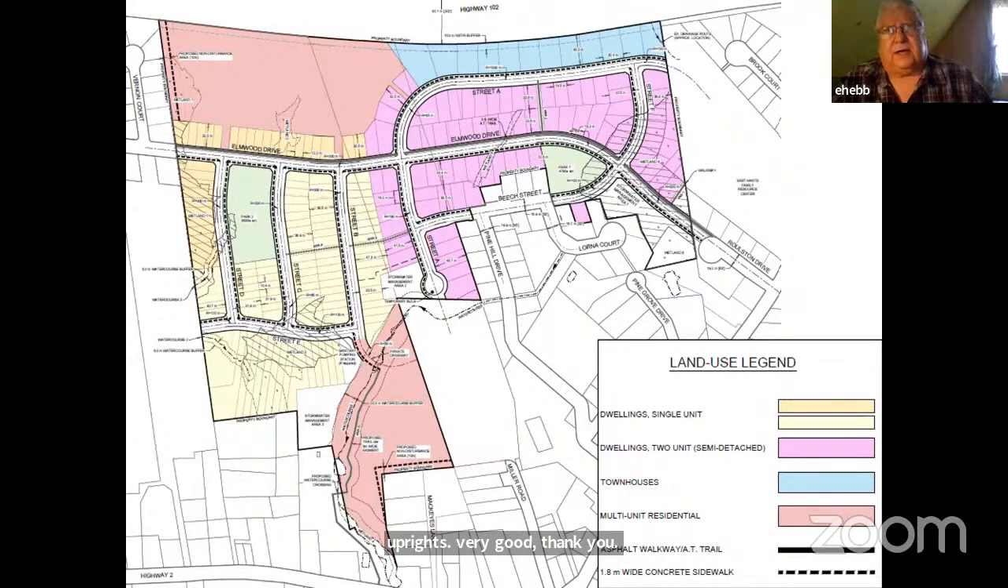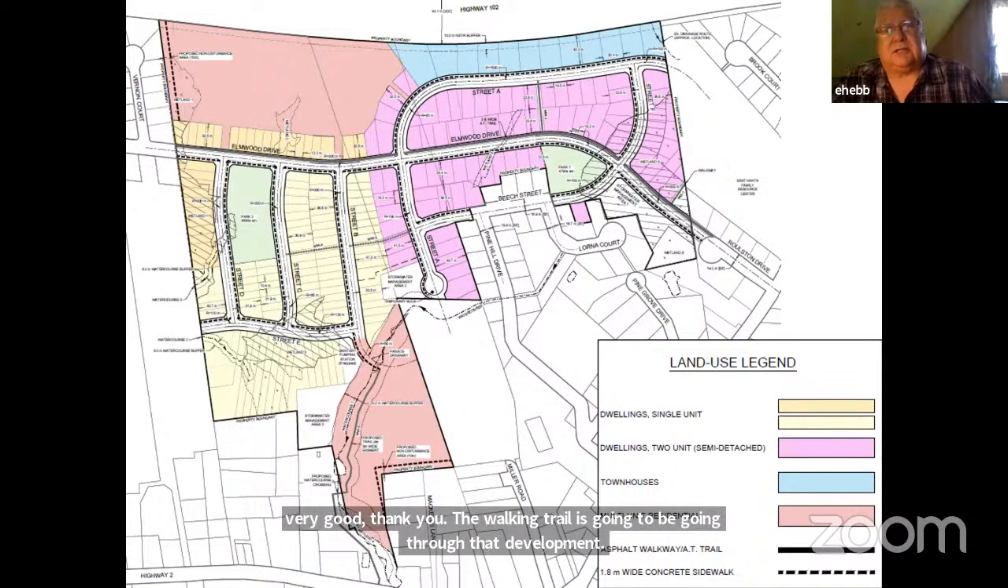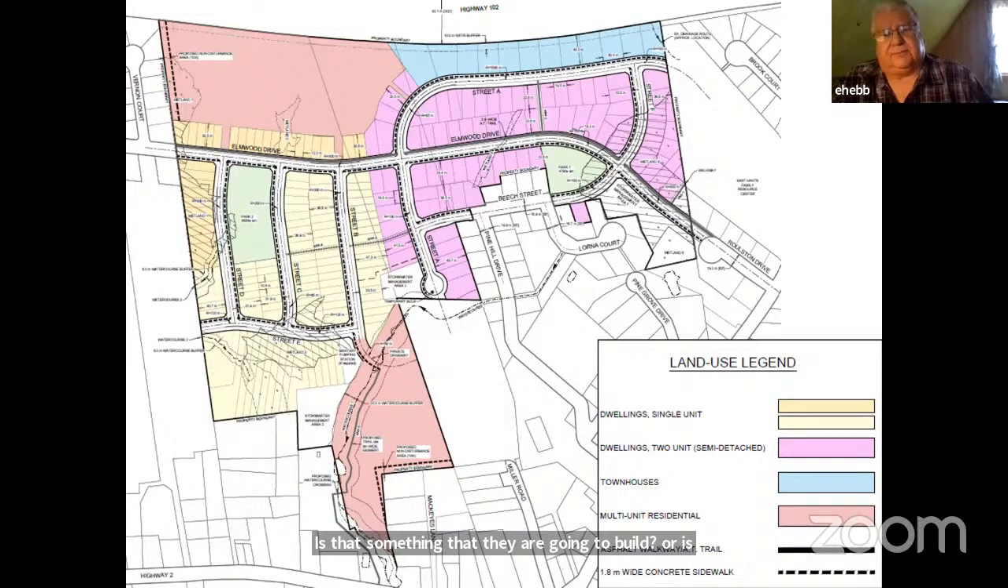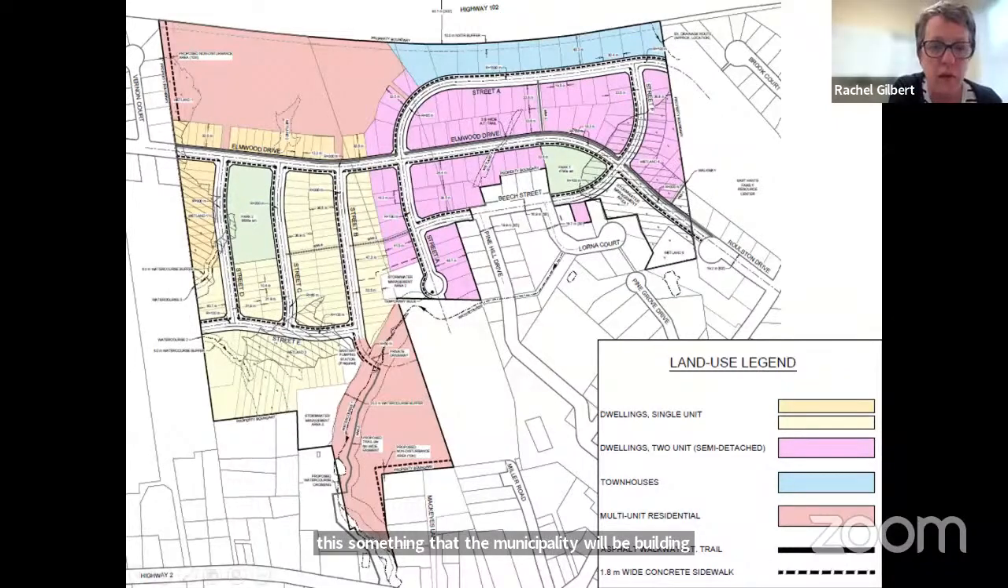The walking trail that's going to be going through that development, is that something that they are going to build, or is this something that the municipality will be building? This, are we talking about the walking trail, this easement here?